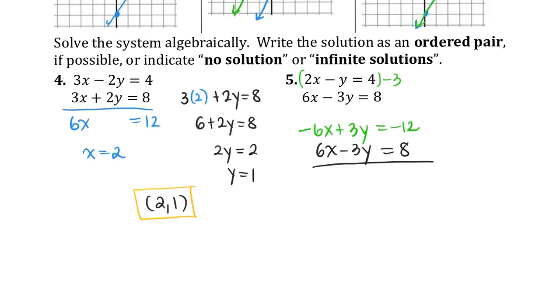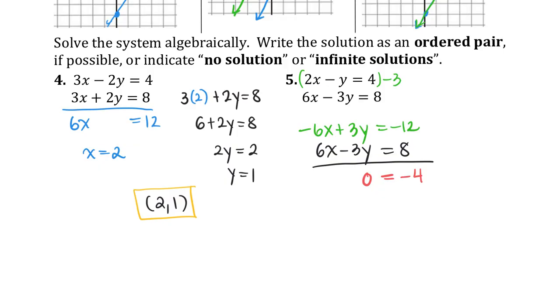Okay, for number 4, I used elimination. I got 2, 1 as my answer. For number 5, I didn't quite solve it, but I'm about to. I'm going to use elimination. I multiplied the first one by -3. Okay, I'm now going to bring this down. This is going to cancel, and this is going to cancel. So what's left over there is nothing, which is 0. Okay, I'm going to add up the right side. -12 plus 8 is -4. So 0 equals -4 is my final statement.